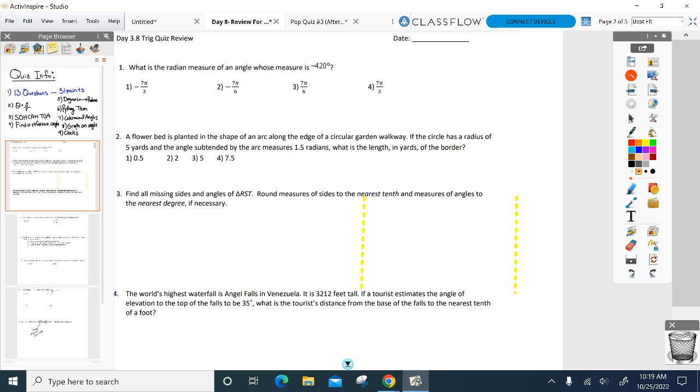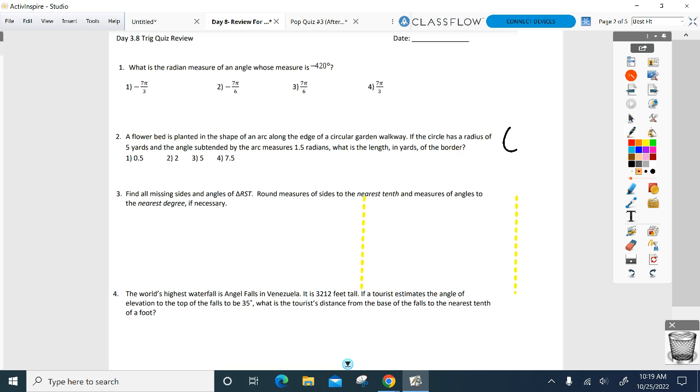So first of all, this is theta equals S over R. I see a shape of an arc. I see the word arc. I see a circle and a radius. Theta equals S over R. All right, talk to me.